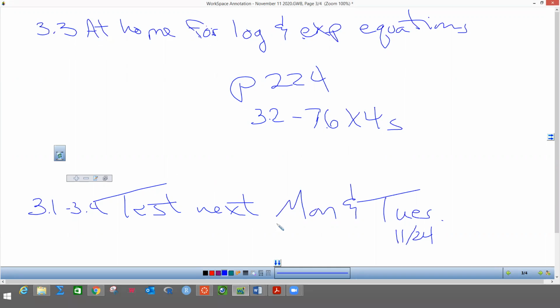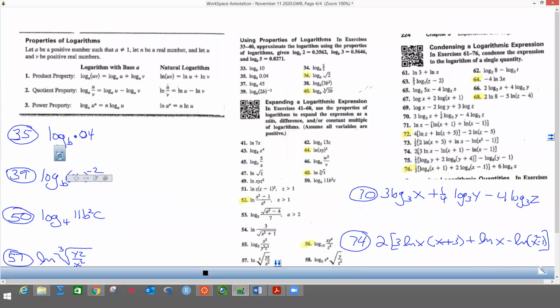Right now, we're supposed to test next Monday and Tuesday before Thanksgiving break, but this might change. We may only test on Tuesday the 24th. I'm not sure yet. I will let you know as soon as I know.